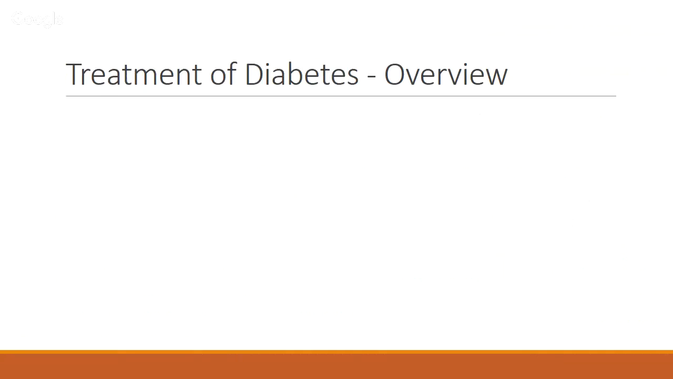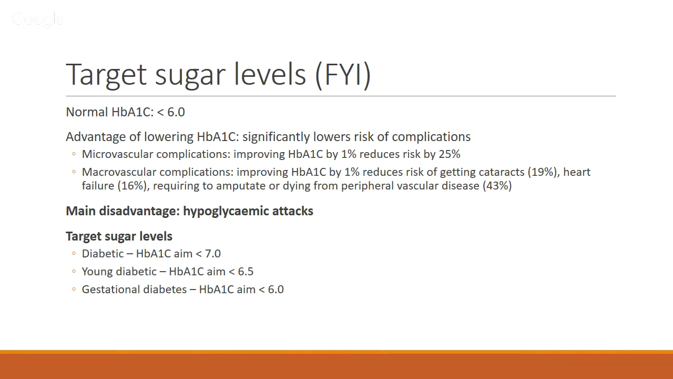So target sugar levels. Basically in diabetes, you have high glucose levels, and if you treat it by lowering the glucose levels, you can get hypoglycemic attacks, which is actually quite a big thing. If you have too low blood glucose, you can suddenly faint, right? So this is a significant thing.